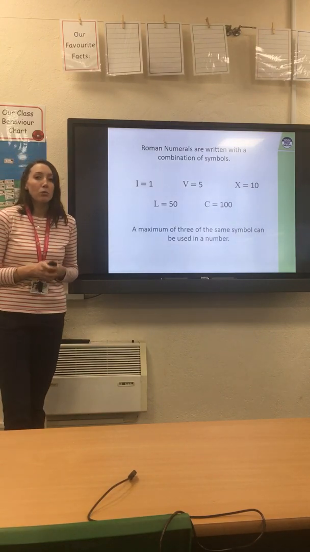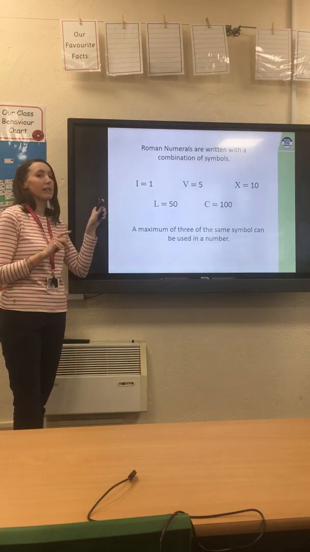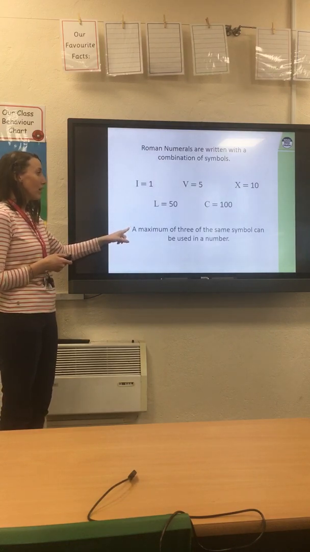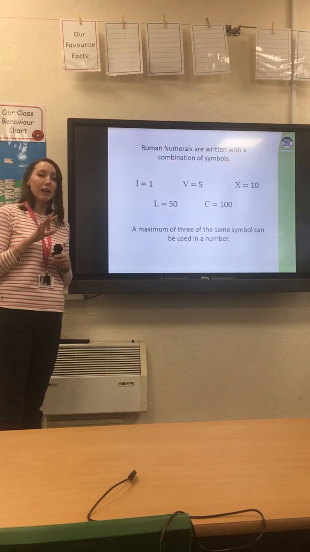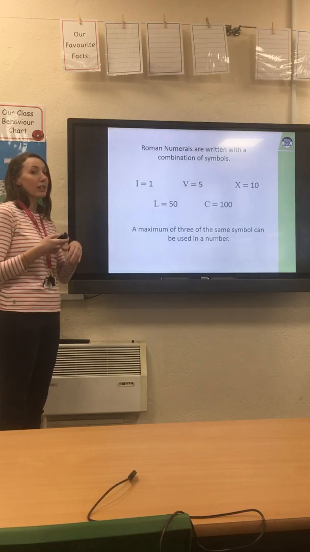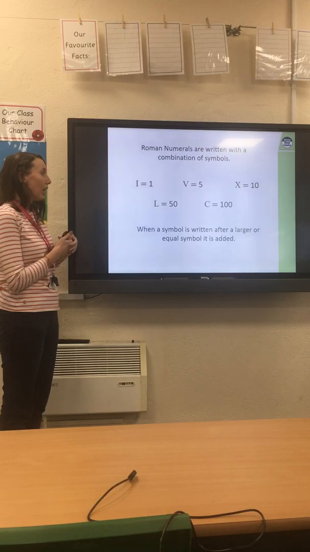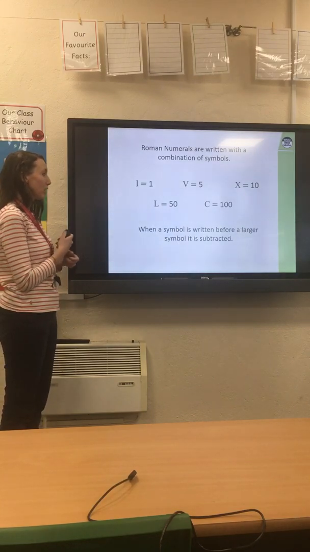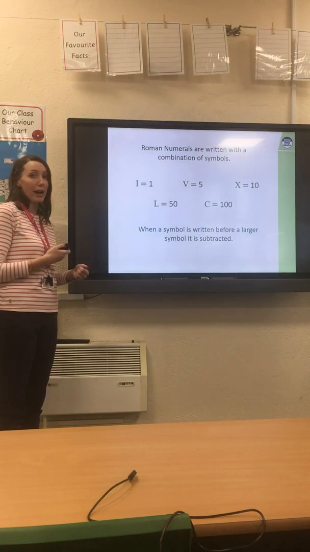Now there are some really important rules, 3 rules that are vital when you are writing Roman numerals. So a maximum of 3 of the same symbol can be used in a number. Once you've got more than 3 of the same, you can't do that. You need to try and change by using the next 2 rules. So when a symbol is written after a larger or equal symbol, it is added. I'll go through this in a second. And when a symbol is written before a larger symbol, it is subtracted.